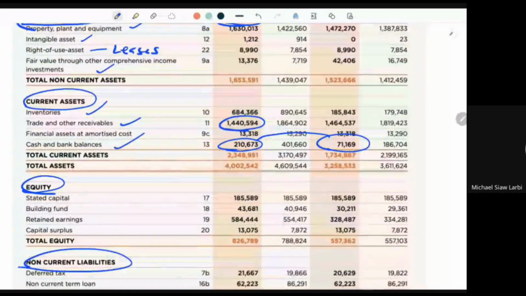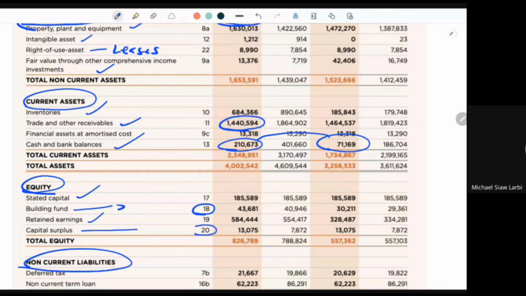Then this is their equity, stated capital, retained earnings. And I told you there could be other equity items. So they have something called a building fund. If you go to note 18, they will explain it to you. You see, so the notes are there to give you that further clarity and context. They have a capital surplus account. You can go and check their note 20.